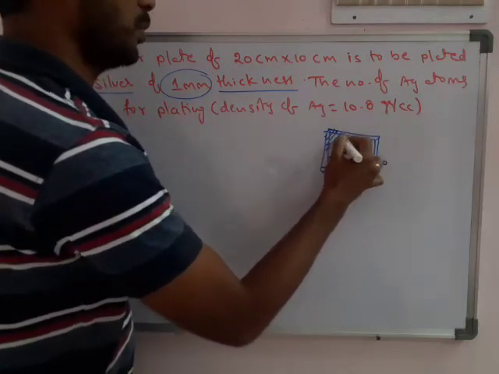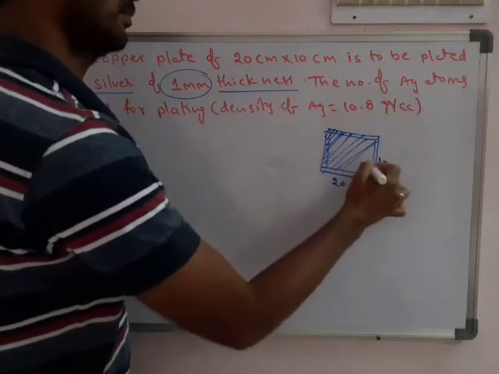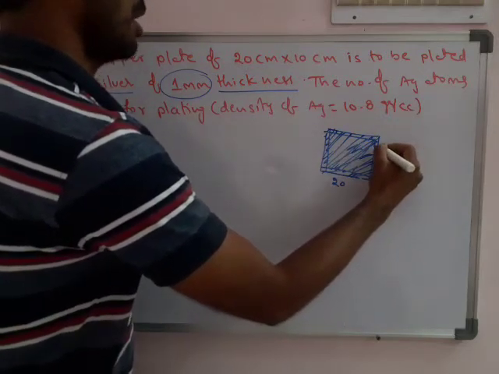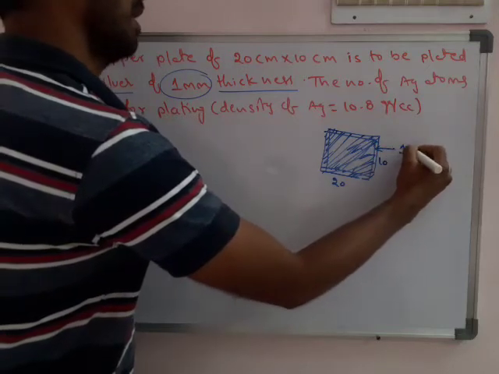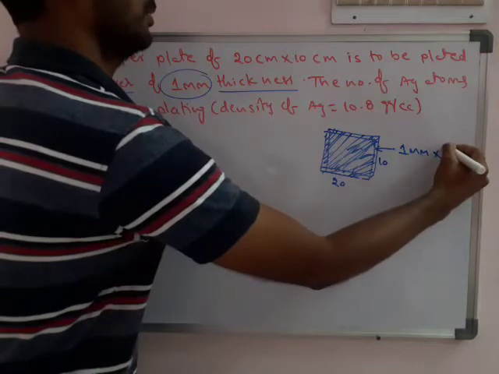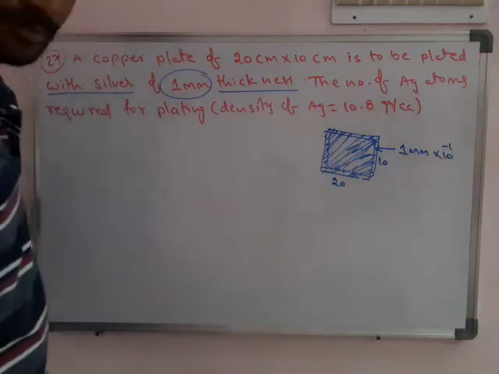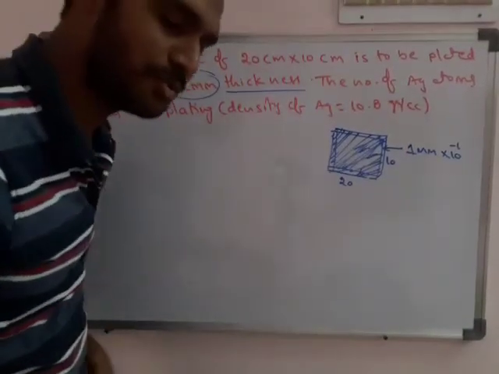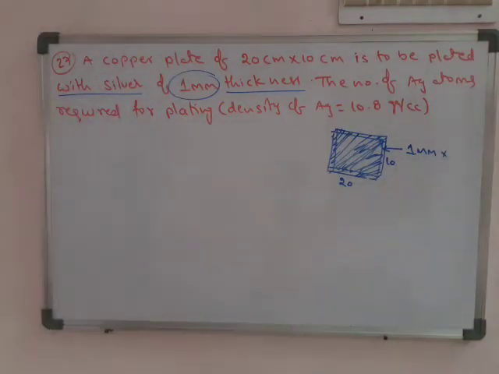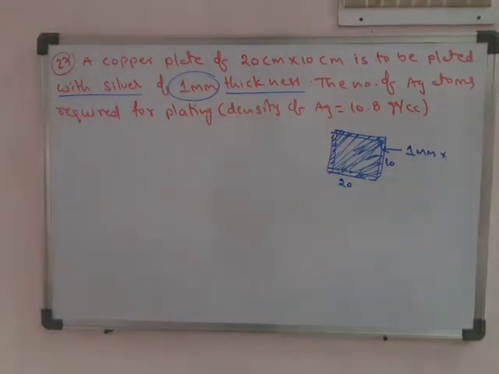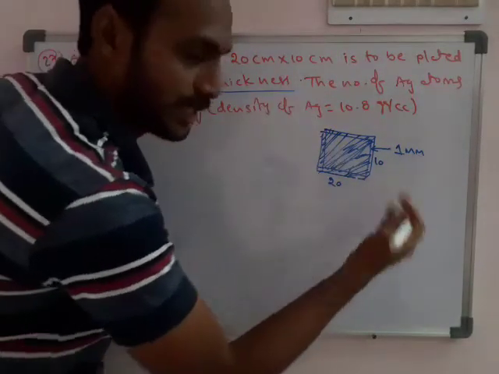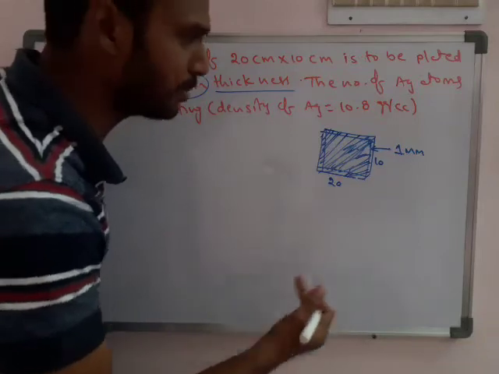Okay, it should be coated with silver. So how much height? Height is 1 mm. 1 mm means, sorry, I have to just wait. Okay, here the thickness is 1 mm. So next we convert into centimeter.